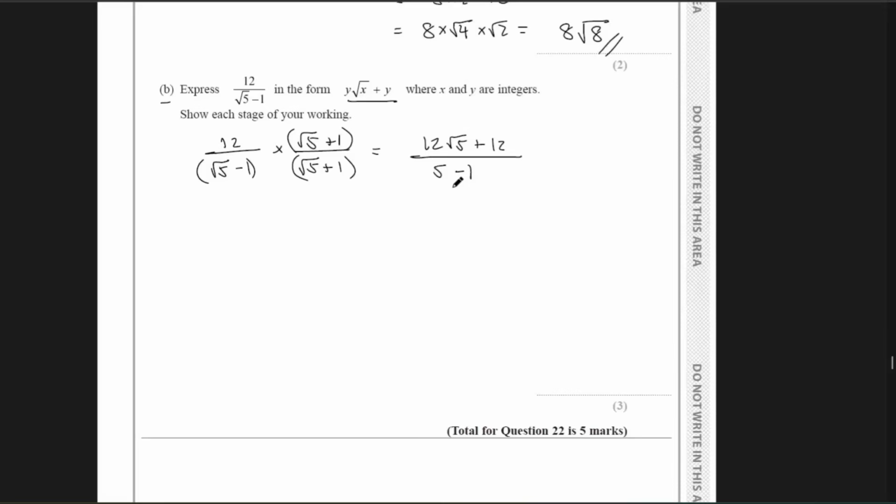That's why I'm not solving middle terms. Okay, so what happens? So we have 12 root 5 plus 12 divided by 4. And then if we divide both the terms on the numerator by 4, we'll get 3 root 5 plus 3. And this is the form they want, y root x plus y. So 3 and 3 are the same on both the terms. Okay, so the final answer is 3 root 5 plus 3.